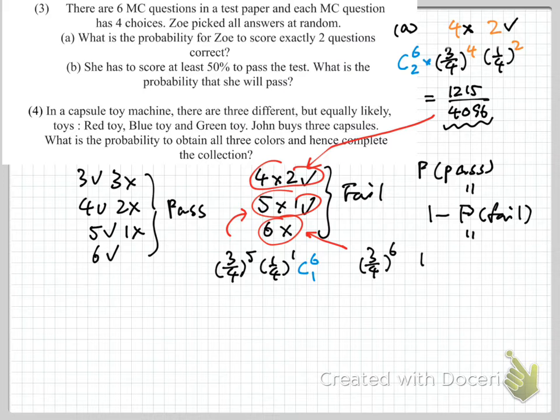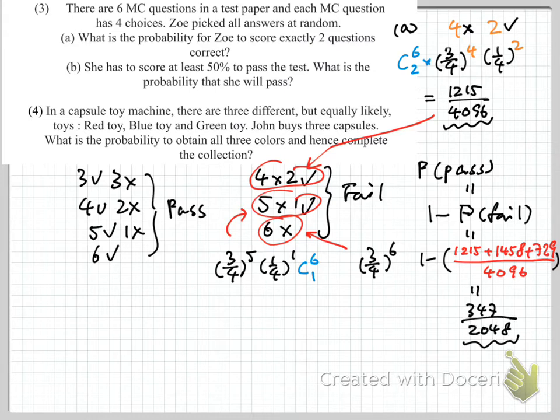So the answer to this one will be 1 minus 1215. And 5 wrong, 1 correct will be this one, right? You do the calculation, and that is 1458, and the last one here will be 729, out of a common denominator 4096. Alright, this is it. So the answer for getting a pass by random selection will be 347 over 2048. Not bad, considering it is all random.